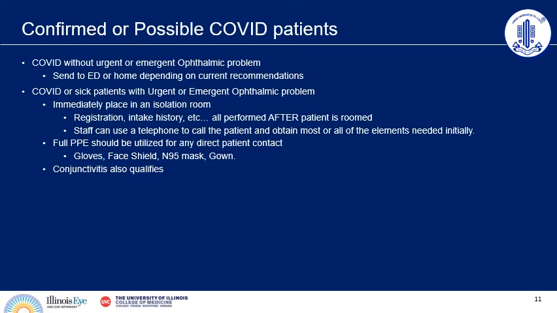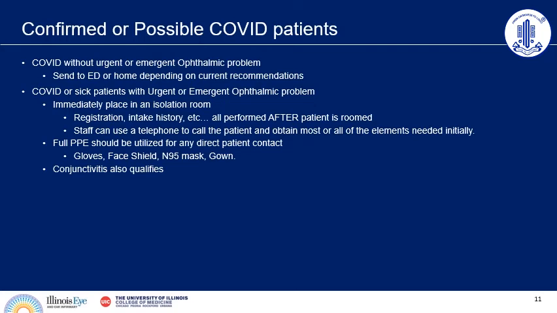Registration and initial intake history can be taken over a telephone that is in that room, so that they don't need to have direct contact with that patient. And then full protective gear should be used, including gloves, face shield, N95 mask, and perhaps a gown when you enter to actually examine the patient.